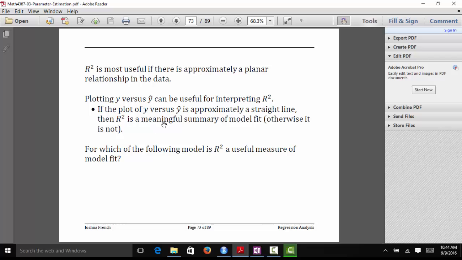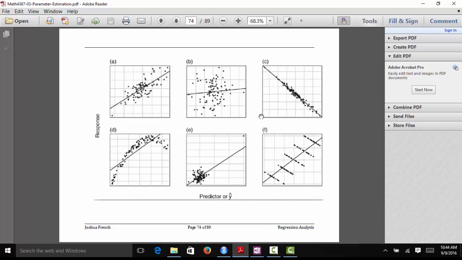If it's not a straight line, then that is evidence that our model is not adequate, that maybe we need another regressor, or maybe we need to remove a regressor. And so this is an important diagnostic tool that you should use before you interpret the R squared value. So let's just look at a few data sets right here.